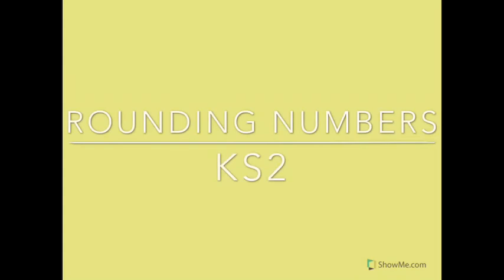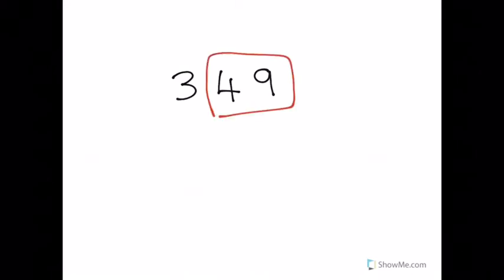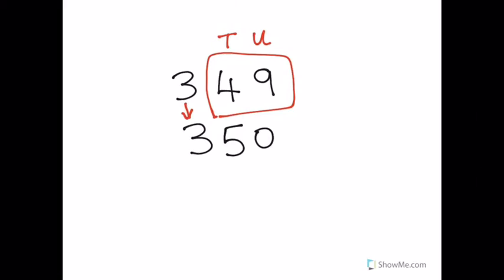Moving into Key Stage 2, it gets slightly trickier. Children might be challenged to round a 3-digit number to the nearest 10. If we're rounding to the nearest 10, then we only look at the digits within the tens and units. Round 49 to the nearest 10, obviously that would be 50. And then we just drop the other digits in place, so the answer is 350.